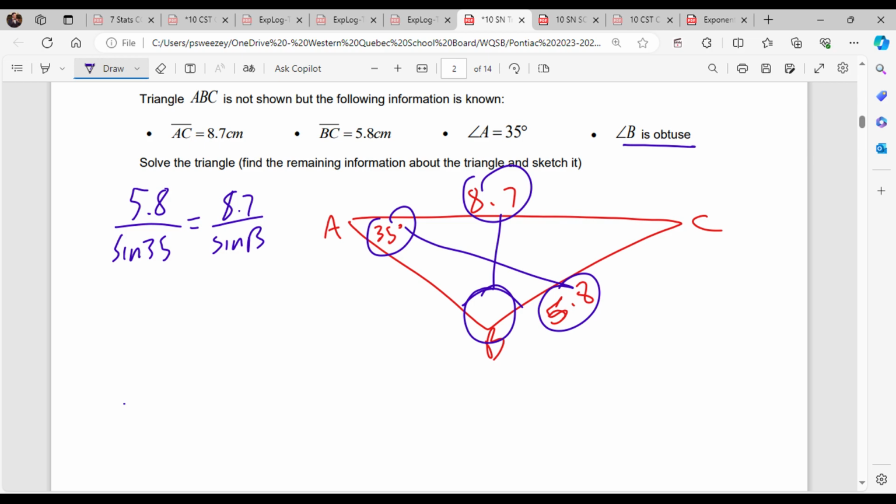So taking the inverse of all this, 8.7 times sine 35. It's 20.64.